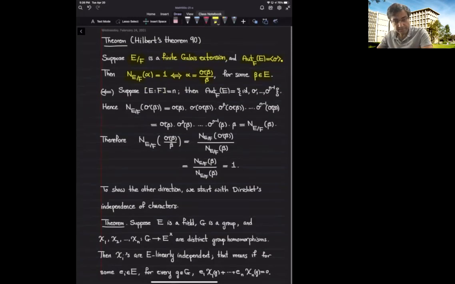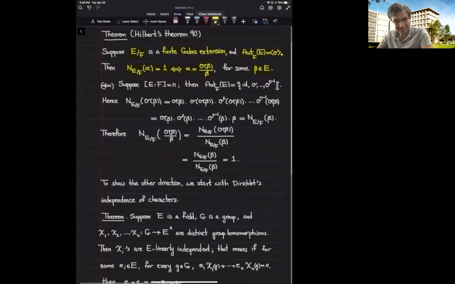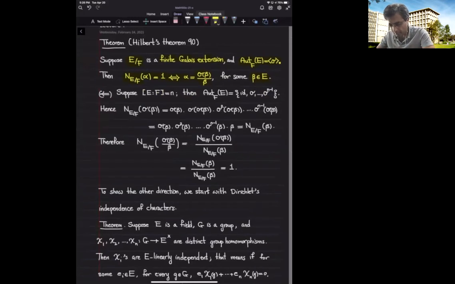Okay, so this is an if and only if statement. One side is much easier than the other side. Let's start with the easy direction. If alpha is of the form sigma of beta over beta, it is relatively easy to see that it is inside the kernel. Let's see why. I want to understand norm of alpha, and norm is defined in terms of the F automorphisms of E. What do I know about them? The assumption is that the group of F automorphisms of E is generated by the automorphism sigma, and it's a finite cyclic group.